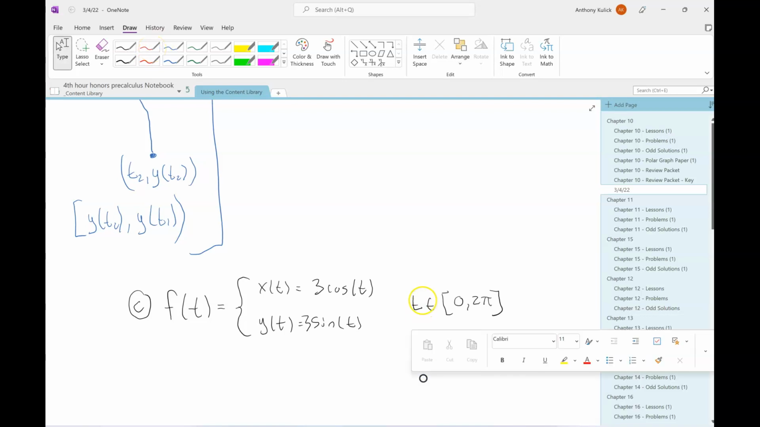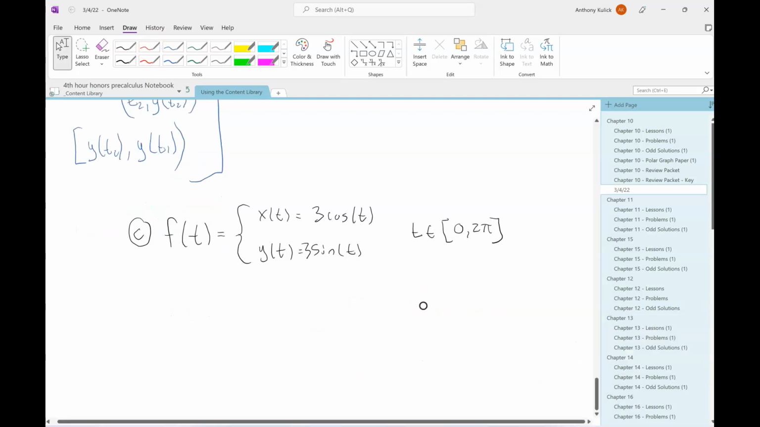Okay. So here we have another parametric function where the parametric equation for x is 3 cosine t, and the parametric equation for y is 3 sine t. And t is defined on the interval from 0 to 2 pi. Maybe we should say the closed interval from 0 to 2 pi to be specific.